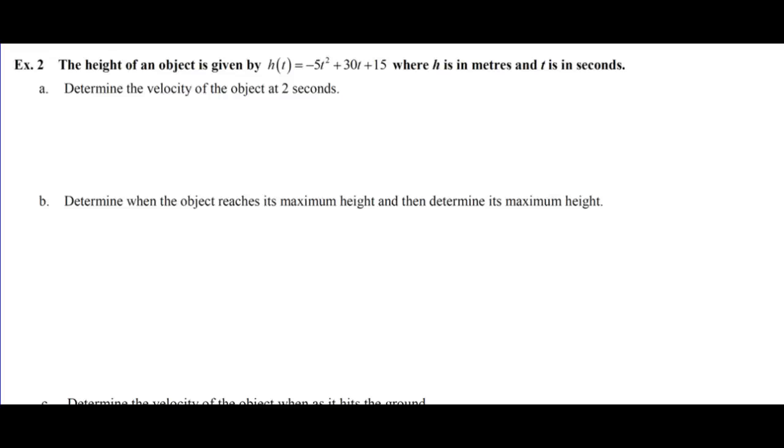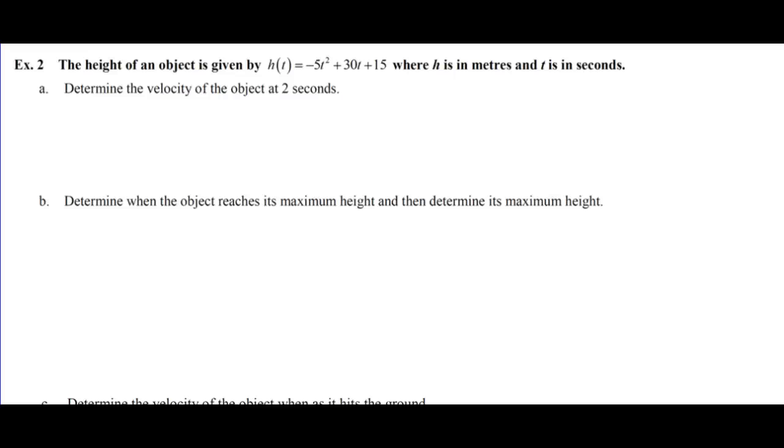The height of an object is given by h of t is negative 5t squared plus 30t plus 15, where h is in meters and t is in seconds. Determine the velocity of the object at 2 seconds. So how do we get velocity from height? Derive it.